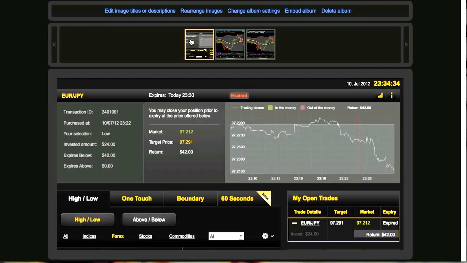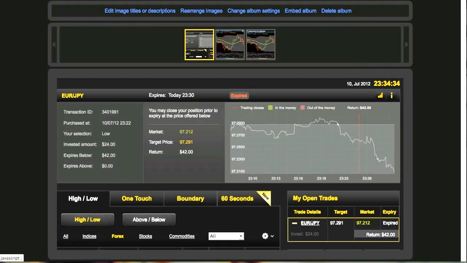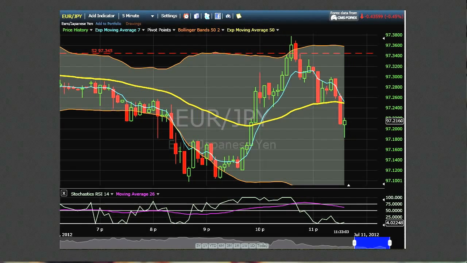This was taken on the EUR-JPY, so it's a cross pair, and it was an invested amount of $24, resulting in a payout of $42. And I'm going to go through with you the chart work that involved making this successful trade.